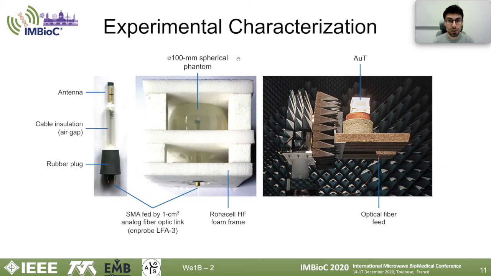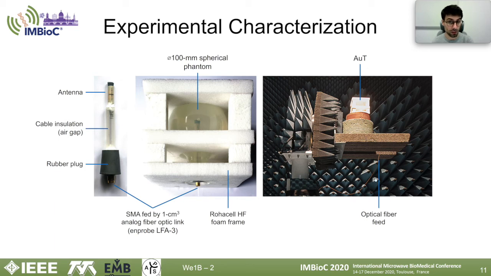Now a few words about our approach to radiation measurements. On a finalized prototype, we surround the feed with a plastic tube filled with air to isolate it from the phantom by high dielectric contrast. In this way, we reduce the cable effects on measurements.